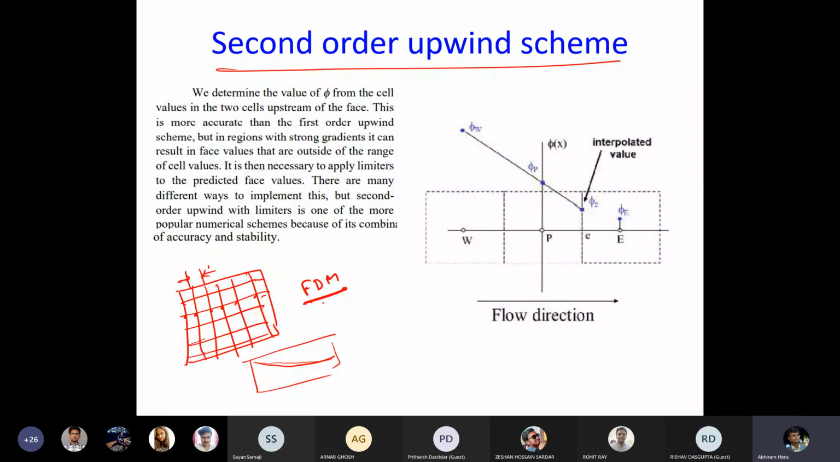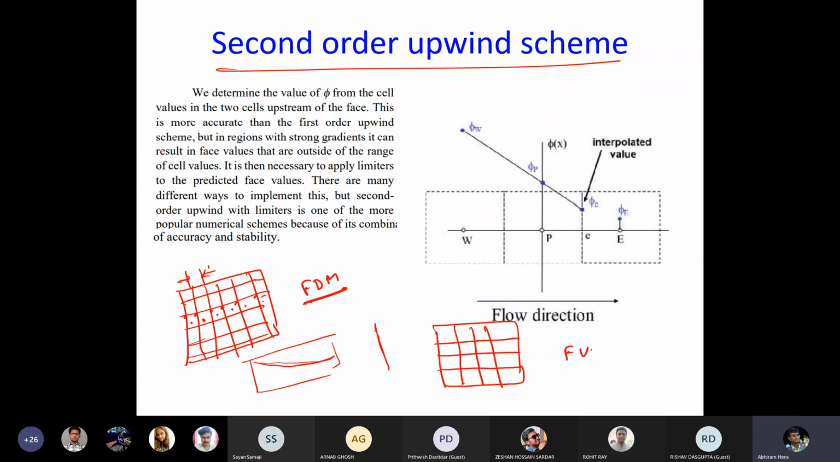Now in finite volume, what is happening? Instead of points, we are now calculating at the center values. Now there is a concept known as staggered grid, which we will discuss in the next class tomorrow. I just would like to give you a sense of it, and it will be clearer tomorrow. So let's say in the control volume, in the finite volume approach, instead of points, now we have boxes. So these volumes are there.